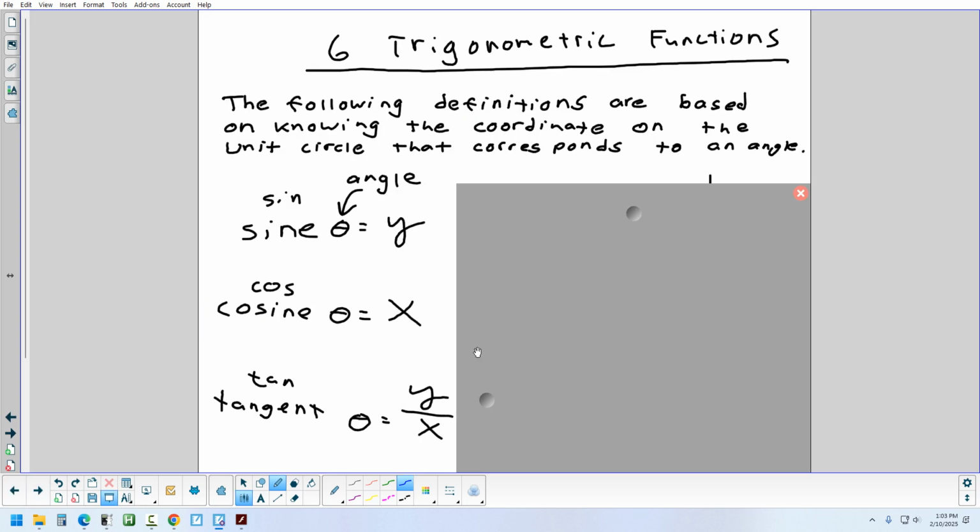If you want to know the sine of an angle, the first step is you need to figure out the coordinate, and the sine is the y value. If you want to know the cosine of an angle, the first thing you have to do is figure out the coordinate, and then find the x value. If you want to find the tangent of an angle, you need the y value and the x value, and you divide them.